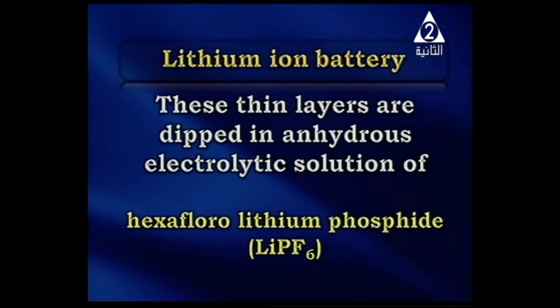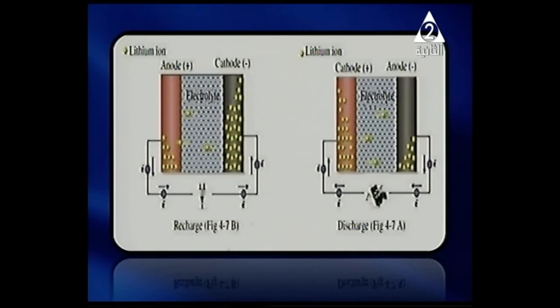But here we have lithium hexafluorophosphate, LiPF6. So we have 1 atom of lithium, 1 atom of phosphorus, and 6 atoms of fluorine. Here we have the figure, between the cathode and the anode, showing the electrolyte.